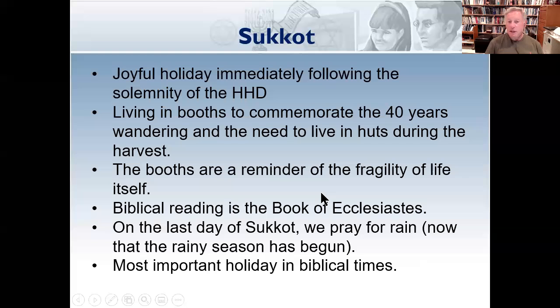Everything is about the fragility of life. Booths are a reminder of that. We read the biblical book of Ecclesiastes. Ecclesiastes is a book you need to read every 3 or 4 years, and it makes more sense as you get older. And then on the last day of Sukkot, we start praying for rain now that the rainy season has begun. We'll talk more about that next time, but just as a teaser, Jews pray for rain in the rainy season, not in the dry season.